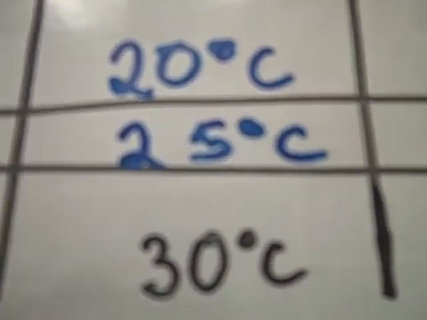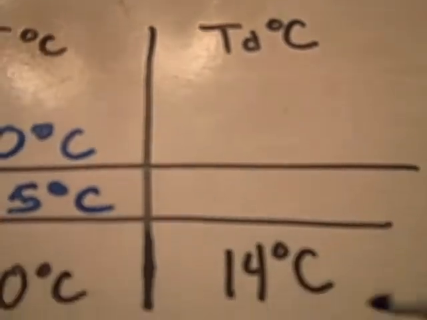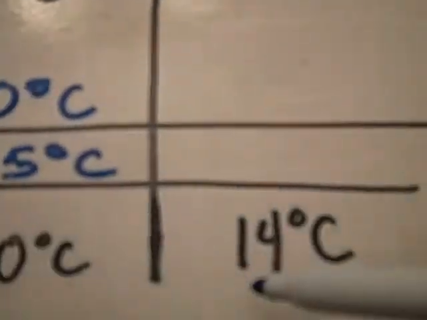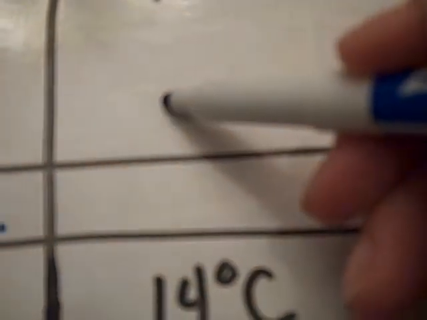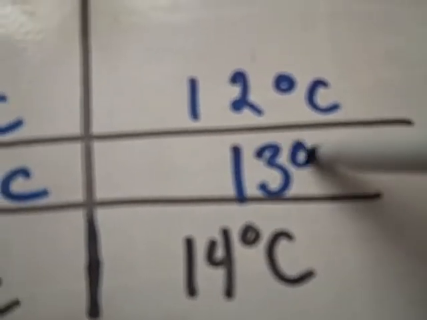Over on this side, though, we're talking dew point temperature, and that starts at 14 degrees C, and it drops 2 degrees every 1,000 meters. So at my first set of 1,000 meters, I have to drop 2, which makes it 12 degrees Celsius. And the in-between will be 13 degrees Celsius. And so you guys can finish up this table.